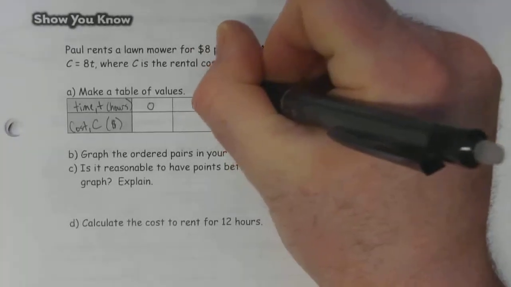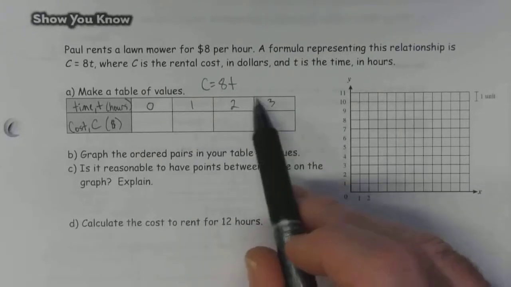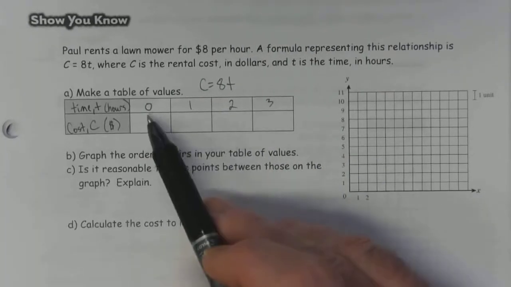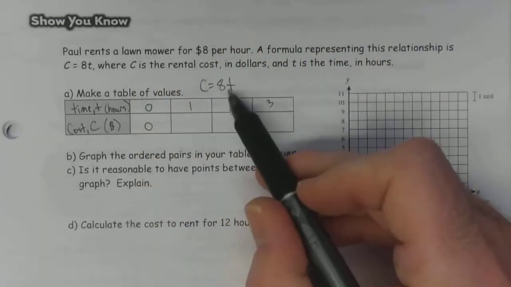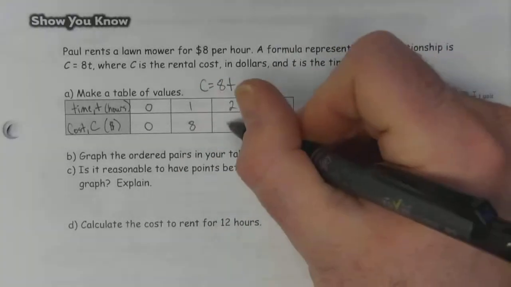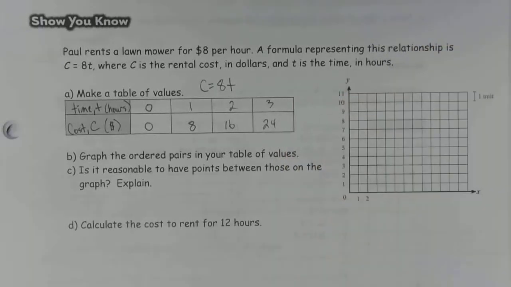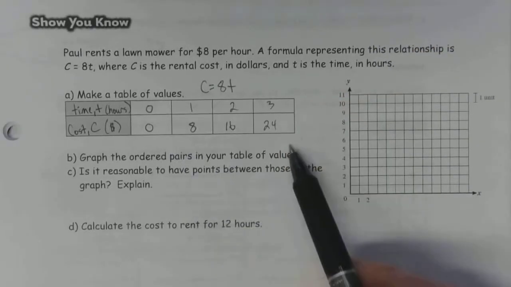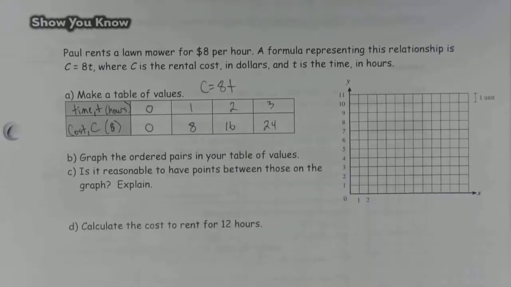So if C is equal to 8 times T, then I'm going to take this number and multiply it by 8 to get the number below it. So 0 times 8 is 0. 1 times 8 is 8. 2 times 8 is 16. And 3 times 8 is 24. So those are my costs per the amount of time that you rent it.